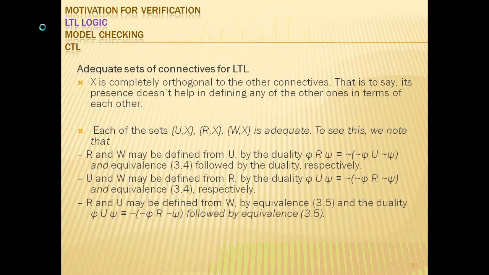And each of the sets {U, X}, {R, X} and {W, X} is adequate, because R and W may be defined from U, and U and W may be defined from R, and R and U may be defined from W, based on the previous equivalences which we have defined and the duality rules.